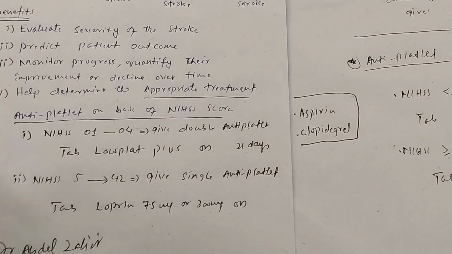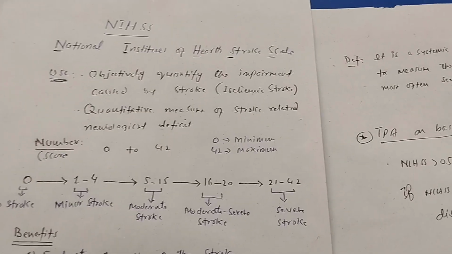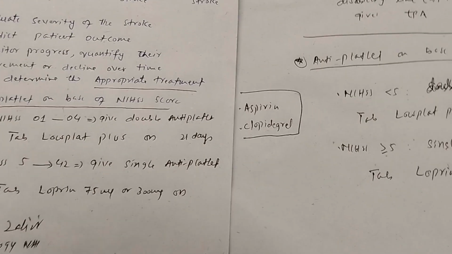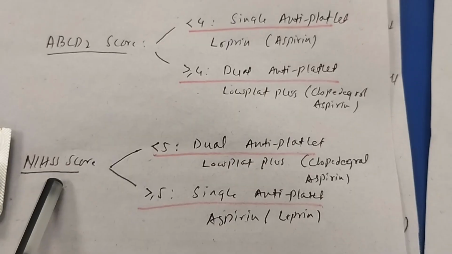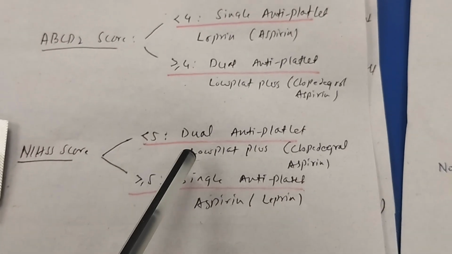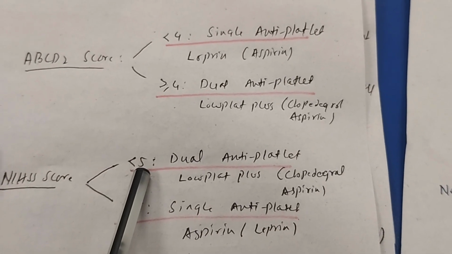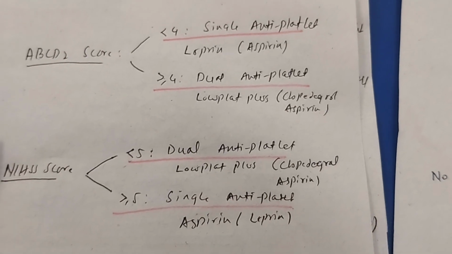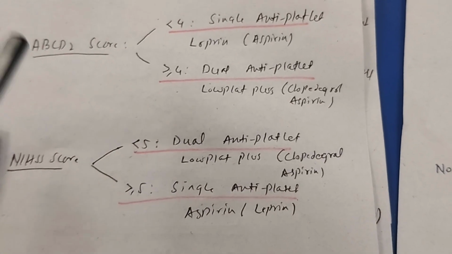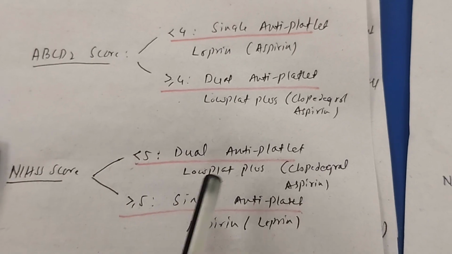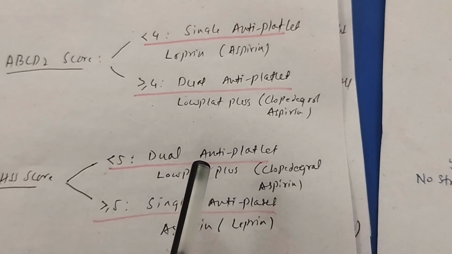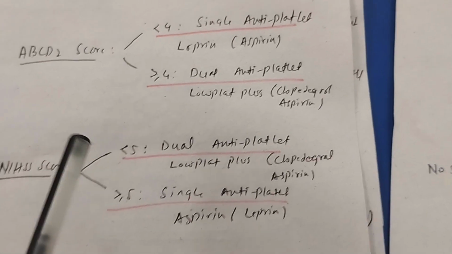So this is why it is very important that we understand the NIHSS score. On the basis of the NIHSS score we give single antiplatelet or dual antiplatelet. It is going to be opposite to what one might expect. If the score is less than 5, it means the patient has less focal deficit, so we have to protect the patient from more deficit. That's why we will give clopidogrel plus aspirin for 21 days, and then we will shift to single antiplatelet.